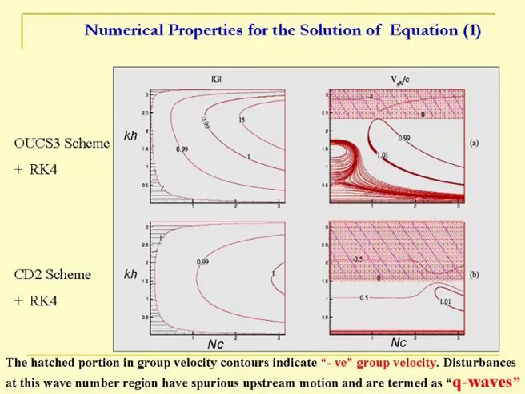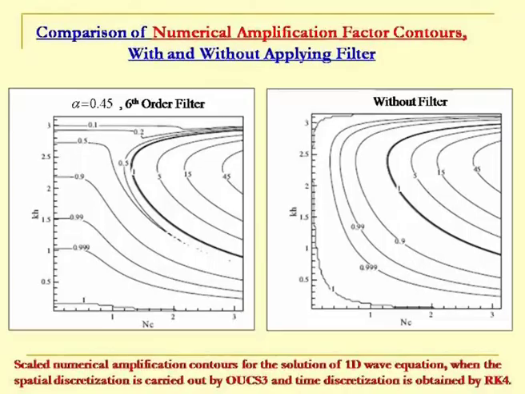Now when it comes to these spurious upstream propagating waves, which we have called the Q waves, the situation is worse when you look at the CD2 scheme as compared to the compact scheme, and this is what we have seen earlier, some animations also, what this entails. Today we basically are going to talk about what a filter can do to alleviate such problems.